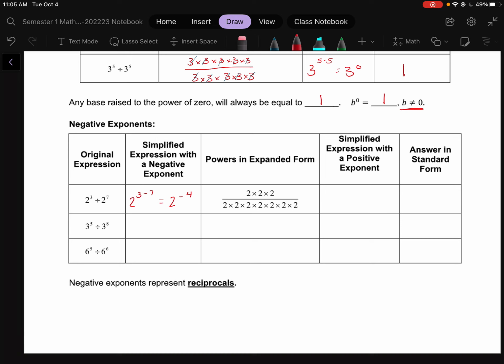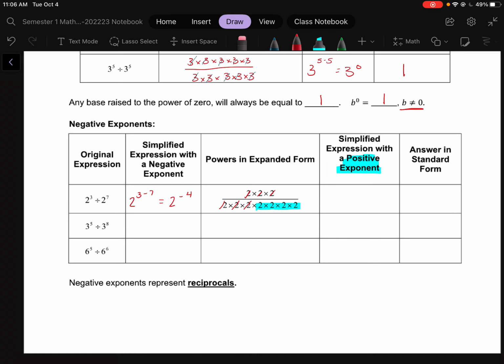If we were to write this out in expanded form as seen there, we would cross them off to determine how many we have left. And here we can see that we have 4 2's left. So therefore, a simplified expression with a positive exponent, if you wanted to make this into a positive exponent, we make it into a fraction. Okay?